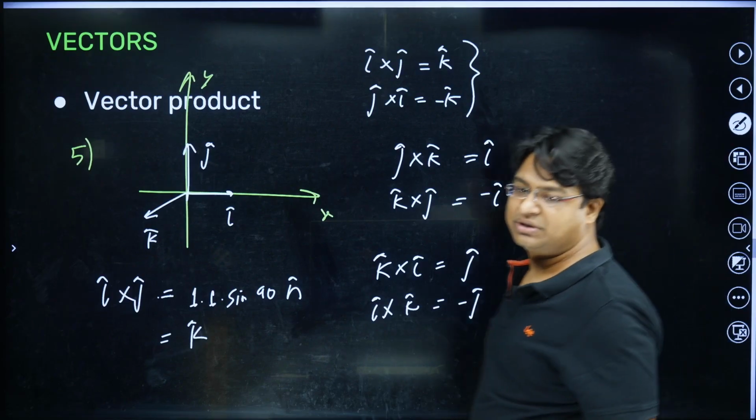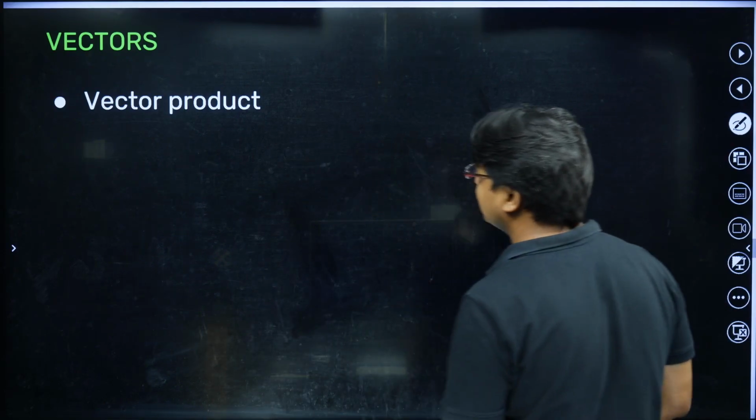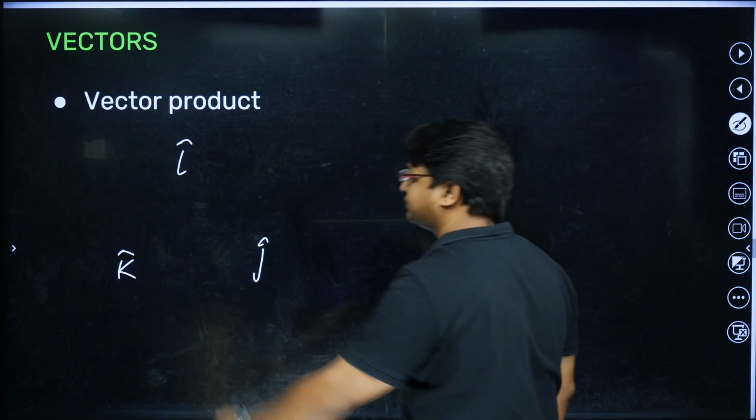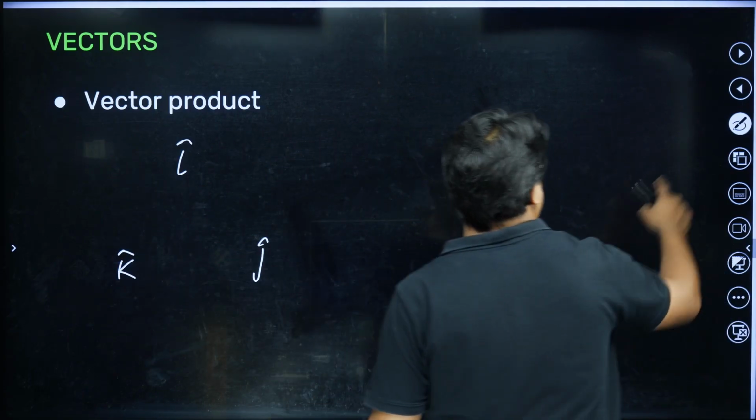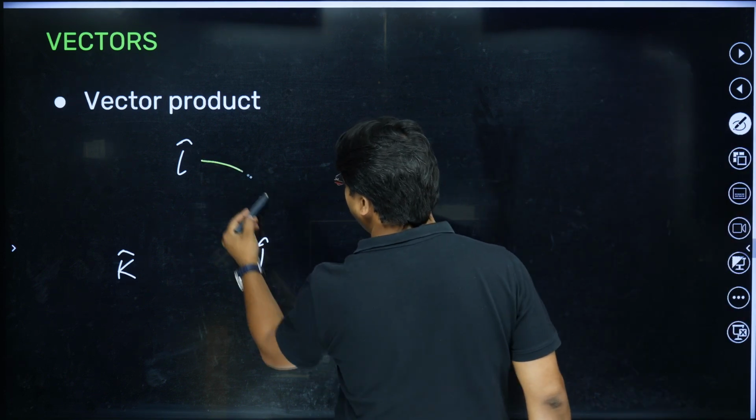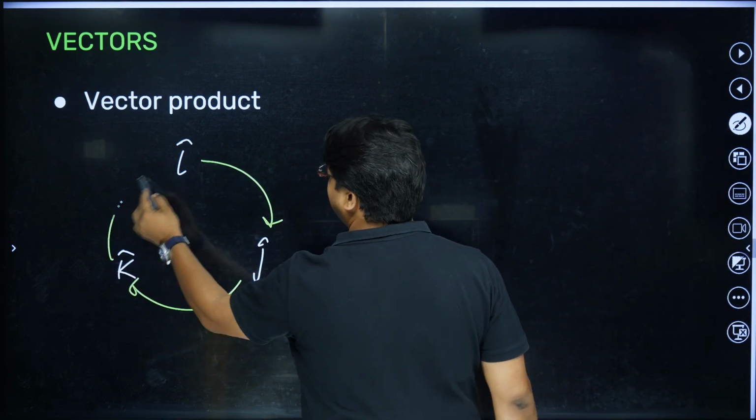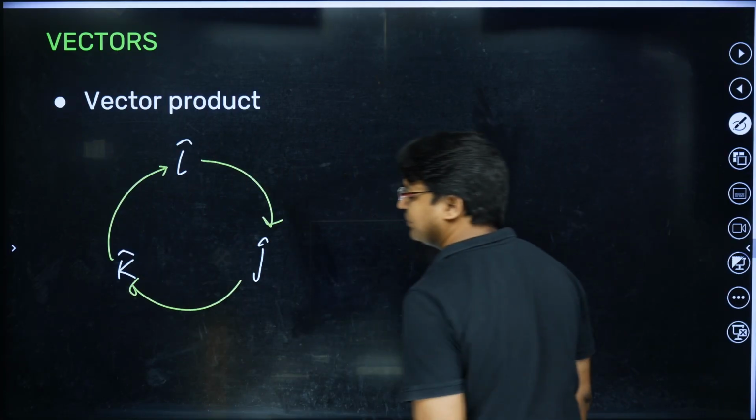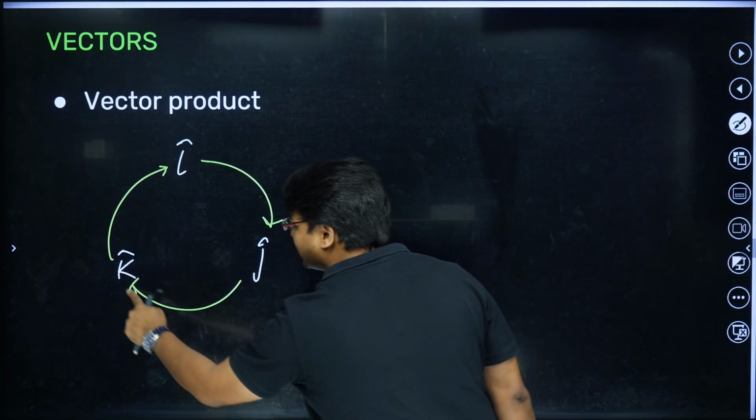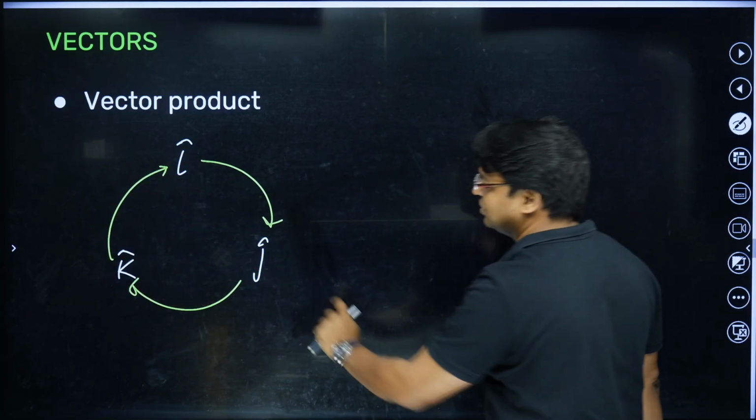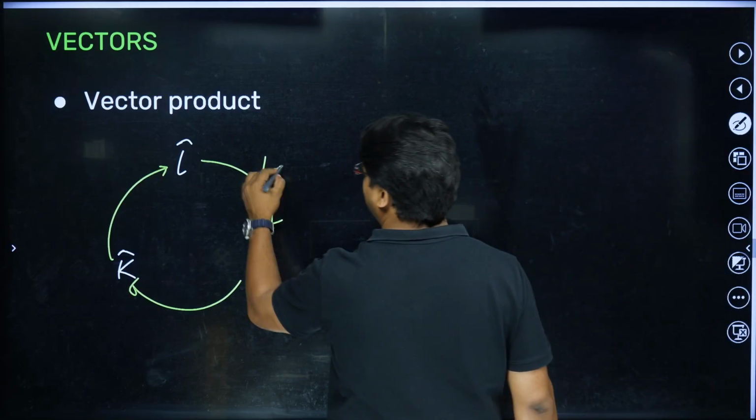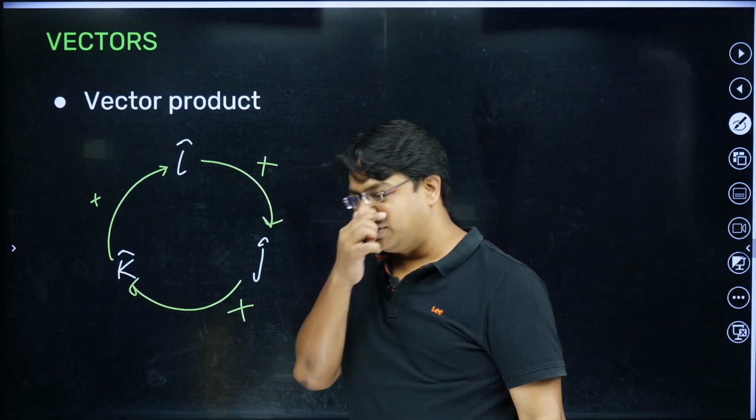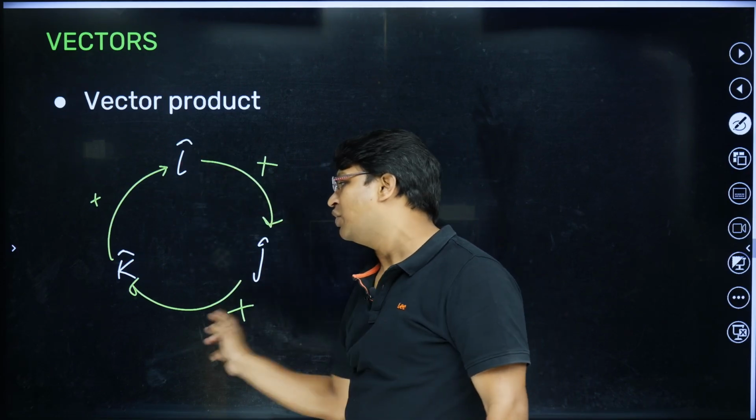I'll give you a way to remember this. It's actually a simple way. Write I, j, k like this, to form a triangle. And then, if you are moving clockwise, you get the remaining one. For example, I cross j is k, j cross k is I, k cross I is j. So if you are moving clockwise, use a positive sign. Whichever pair you are using to calculate the cross product, the third one will be the answer with a positive sign if you are moving clockwise in this direction.